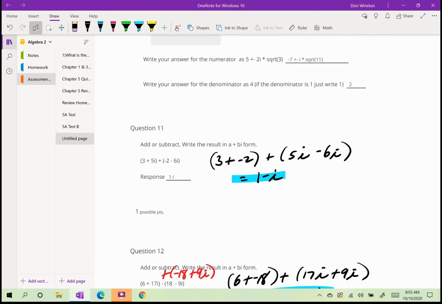Here this is add and subtract, so we have 3 plus negative 2 is 1, and 5i plus a negative 6i gives me negative i. So negative i.